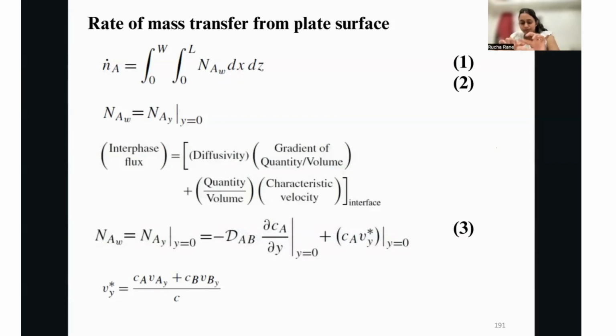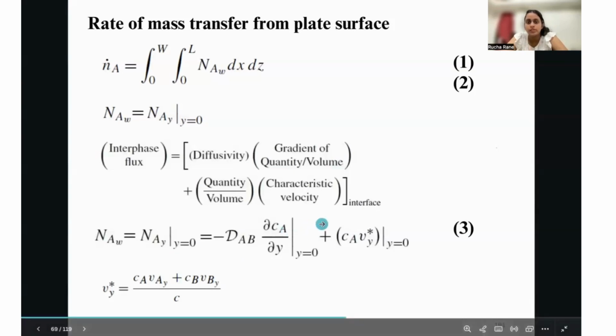The basic definition of an average velocity is the mole fraction of A into velocity of A plus mole fraction of B into velocity of B. This is the very same definition. It's just that the number of moles or mole fraction is expressed in terms of concentration. Now, to simplify our calculations, we normally consider the no slip boundary condition.